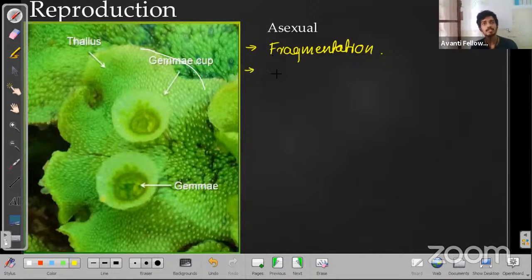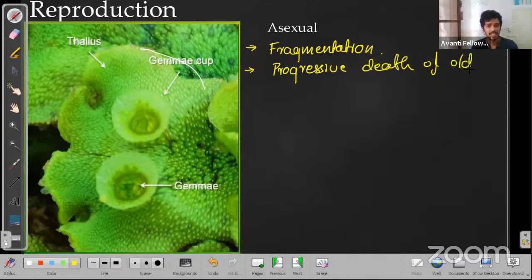And there is sometimes progressive death of old parts. I will explain gemma cups in a second. What is the meaning of this one? It's not taking again. Yes, progressive death of old parts. Okay, simply think like this.